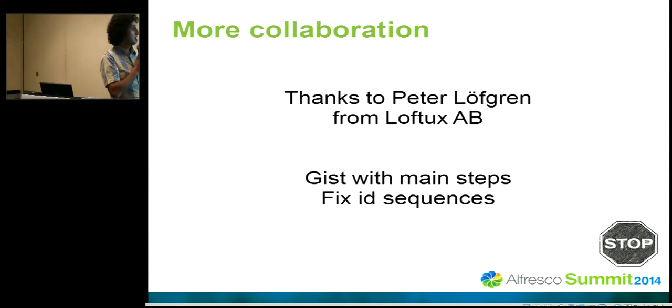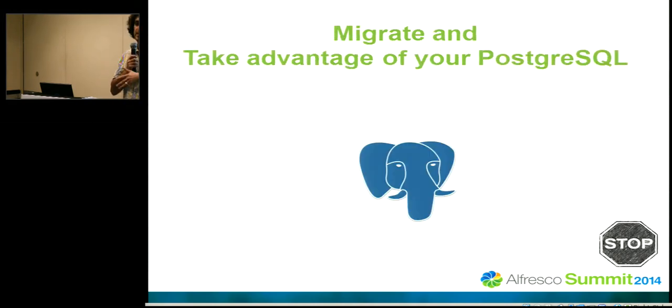And I would like to thank Peter Lofgren, which is his secret name for his real name, which is Loftux. He's a god from Asgard, and his main quarters are in Valhalla. So he provided the fixed ID sequences and also the main steps in the beginning, how to start doing a migration to PostgreSQL. So the message here is give it a try, migrate to PostgreSQL, and try to take advantage of it by doing all this stuff in the back. Thank you very much.